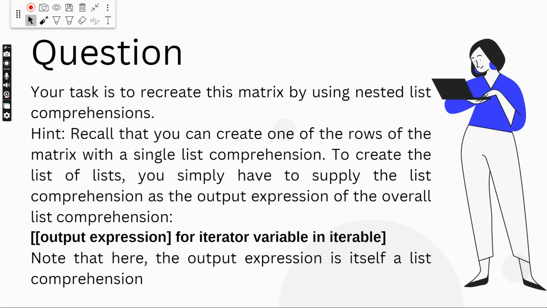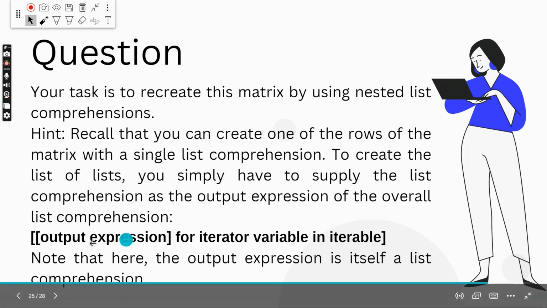Read the question again. Your task is to recreate this matrix by using nested list comprehensions. We are given a hint. Recall that you can create one of the rows of the matrix with a single list comprehension. Yes, we have done that in list comprehensions part 1. To create the list of lists, you simply have to supply the list comprehension as the output expression of the overall list comprehension. So here you can see this output expression is actually a list comprehension.